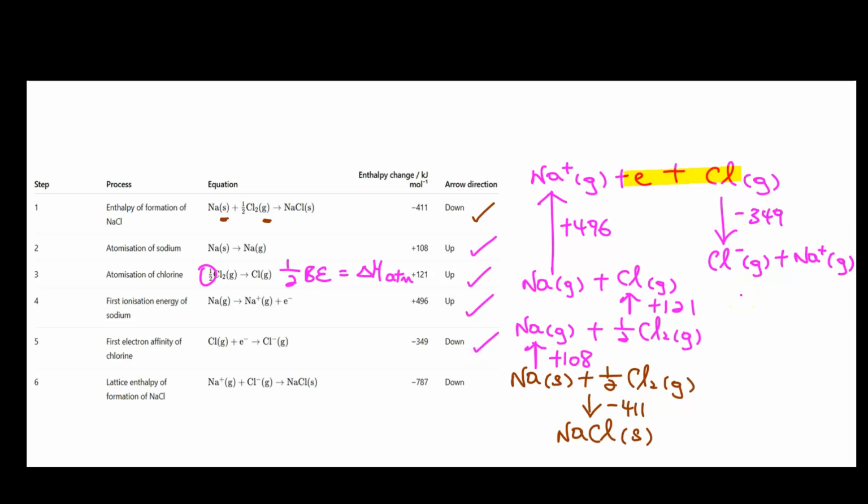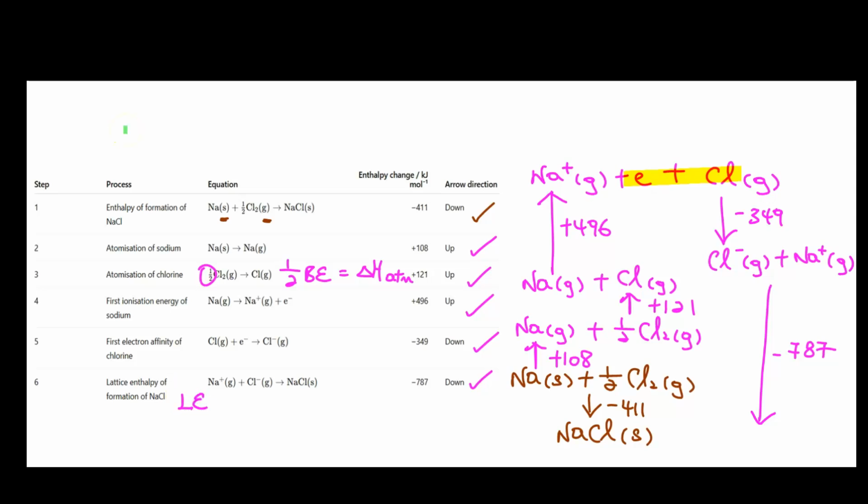Finally, the gaseous sodium ions and chloride ions come together to form the solid ionic lattice. Strong electrostatic forces of attraction are formed between oppositely charged ions, so a large amount of energy is released. This is the lattice enthalpy of formation. For the UK syllabus, this is also known as lattice energy.